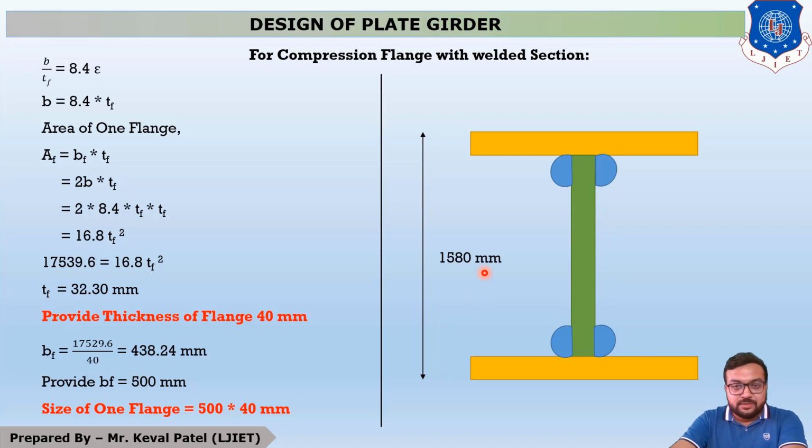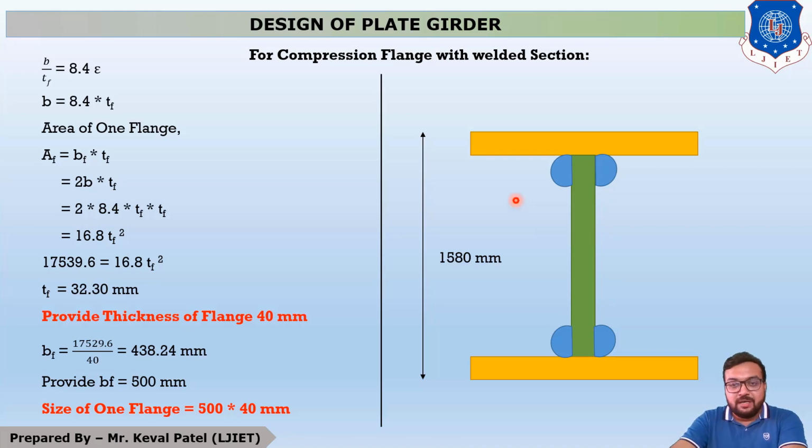Okay, so students, let us check our selected section. This is our trial and error section, having a flange size of 500 cross 40 mm, and the size of web is 1500 into 8 mm. We take the maximum bending moment which is 5976 and the maximum shear force which is 996 kilonewton. So is it feasible or not to provide this section?